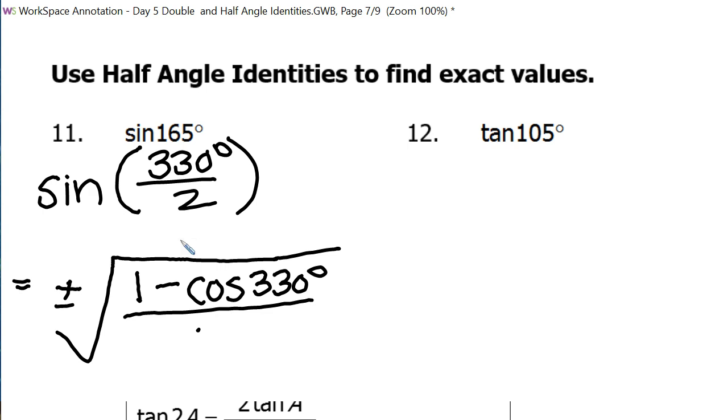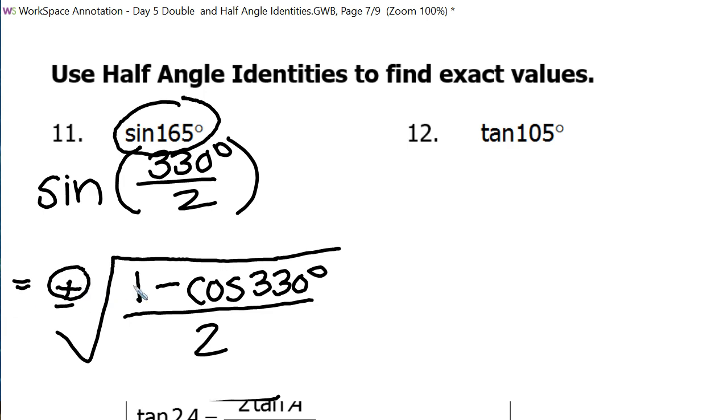Now the first thing we'll have to decide: will our answer be positive or negative? So we are looking at this original angle. 165 degrees terminates in which quadrant? 2, and in quadrant 2, would the sign be positive or negative? Positive. So I'm going to circle the positive so I remember my answer is positive. So I'm not going to use the plus or minus anymore. The answer is positive. You don't have to put a plus sign. Now fill in the information.